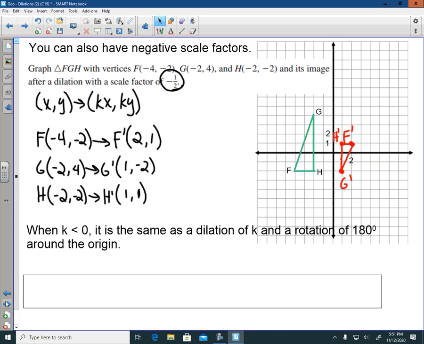It's kind of cool. And that's what computer programmers do when they want something to flip around and shrink or flip around and grow. They just tack a negative into their scale factor calculations, and it does it automatically. It's magic.